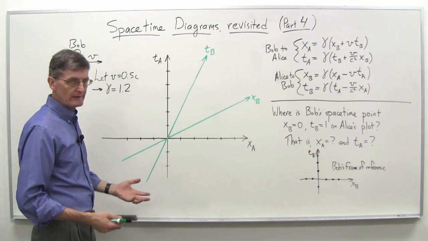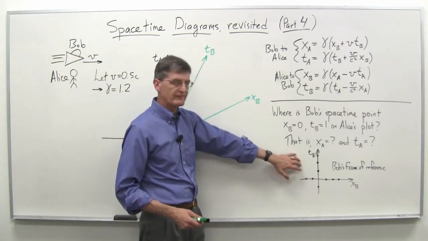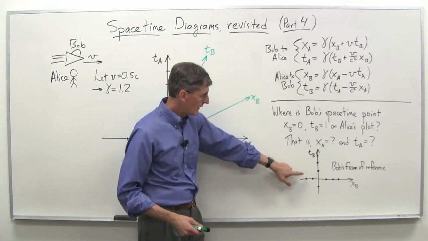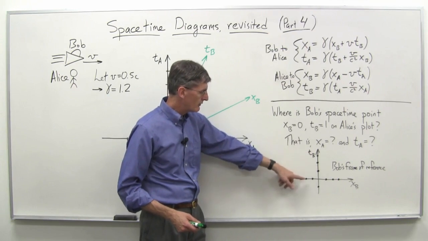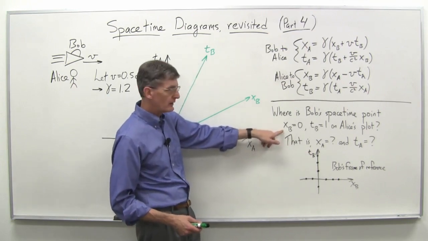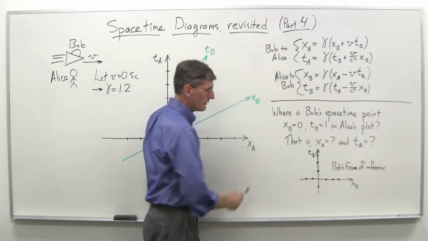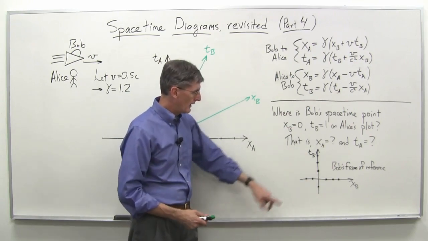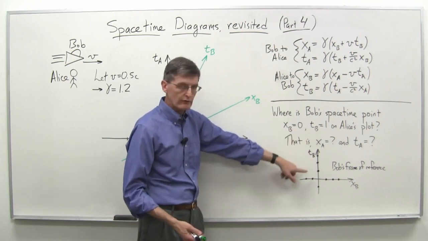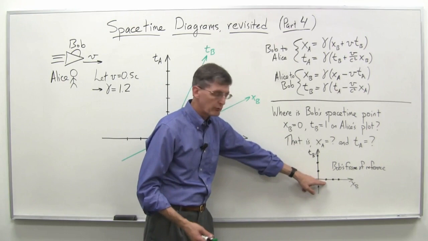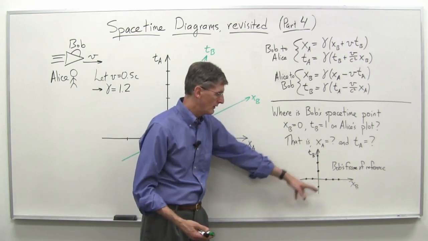So here's what we need to do. Here's Bob's frame of reference in standard form, and here are the points on his axes. For example, the point x_B equals 0, t_B equals 1 is this point right here, just on his t_B axis. This would be the point x_B equals 0, t_B equals 2, and so on. And this would be the point x_B equals 1, t_B equals 0, and so on.